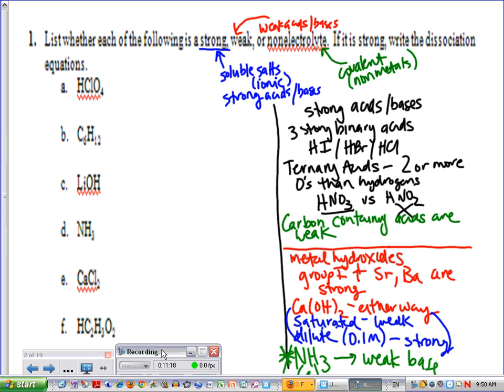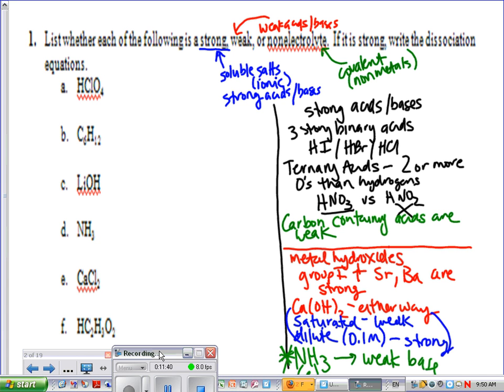And I'm going to put this little guy here. Okay, starting up here, you have to list whether these are strong, weak, or non-electrolytes. And then if it is strong, we're going to write the dissociation equation. We're actually going to write for weak as well. HClO4. Classify. What kind of compound is that?